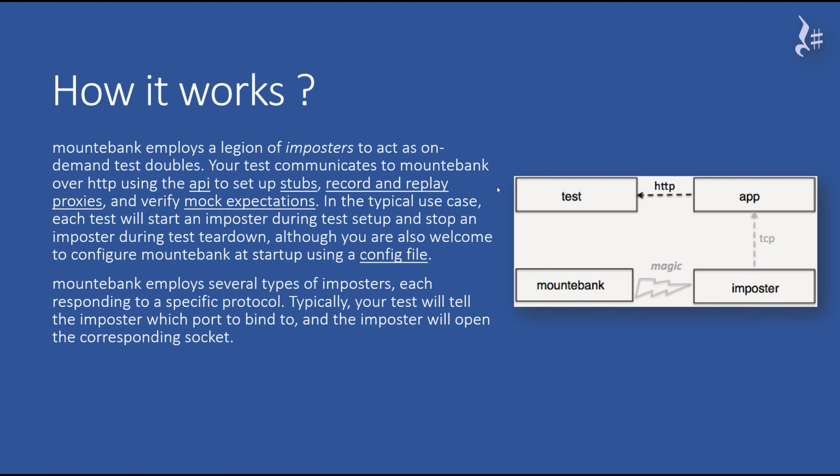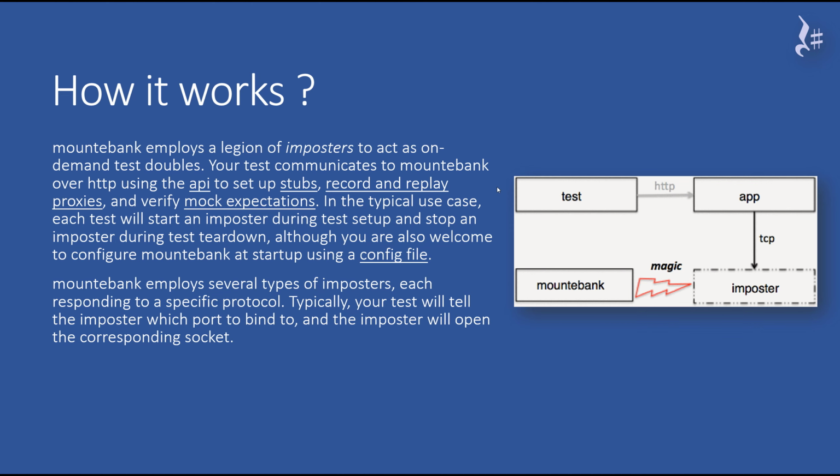So you can create your own config file which is going to have all the stubs, and how the response of a stub is going to look, and how the predicate of the particular stub is going to look, and all those things. You can design that and put that in a config file, and then you can inject that config file into Mountebank, but you can also code that and then see how it works. Mountebank employs several types of imposters and each responds to a specific protocol. Typically your test will tell the imposter which port to bind and the imposter will open the corresponding socket.